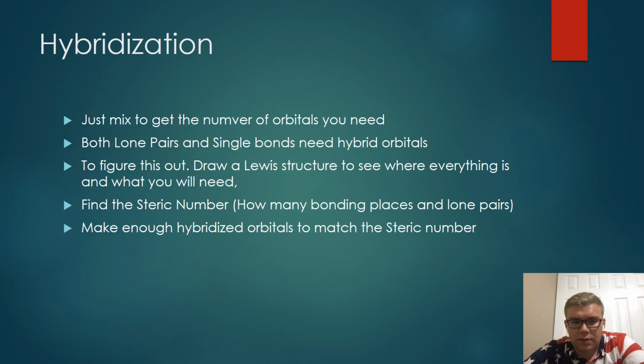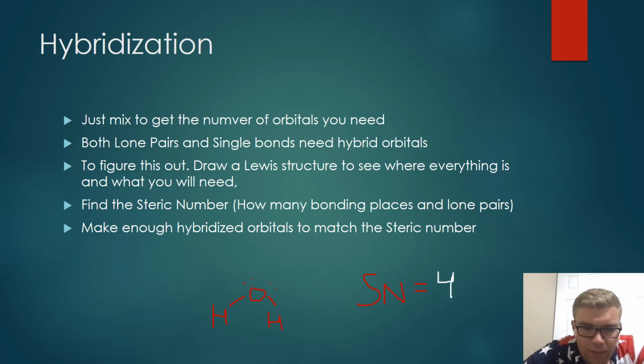Okay, sweet. So for example, really fast, let's draw this out. So do it like H2O. Really fast, count out the steric number for this. So we have one lone pair, two lone pairs, then one, two bonds. So there's four things here, which means the steric number would be 4.